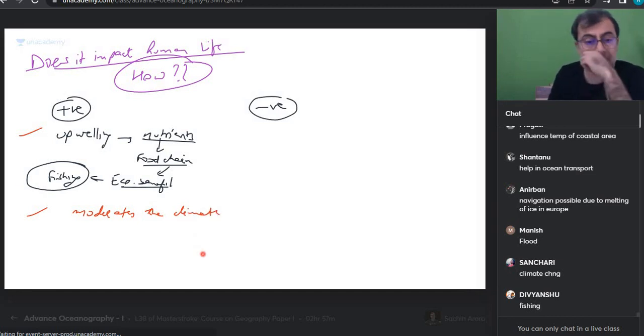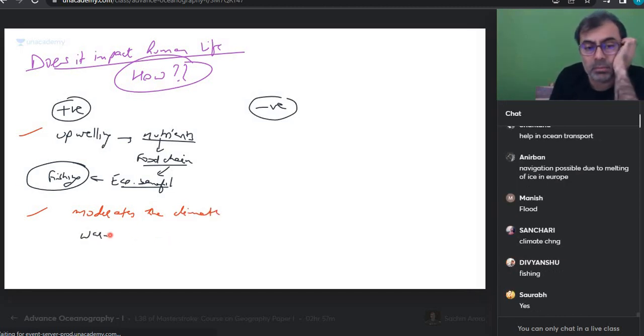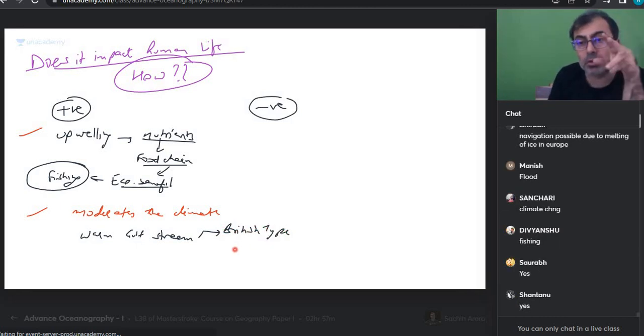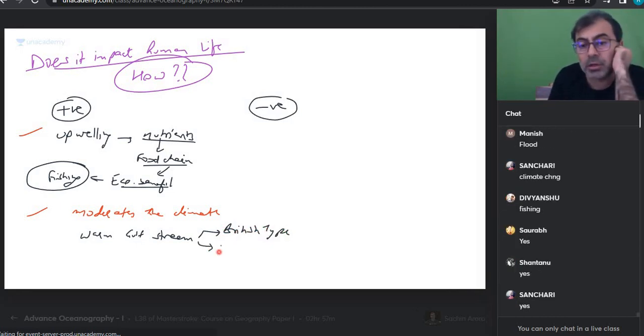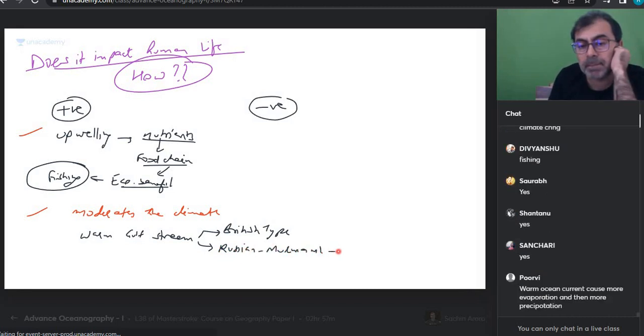Yes, it moderates the climate. How does it moderate the climate? Say, for example, the warm Gulf Stream. You read a lot about it, that this keeps the British type climate warm, also moist, and rainfall is also there. You've heard of the Russian port, the Russian region of Murmansk, ice free. But cold currents can have a negative impact. Cold currents have a drying effect. Yes or no?